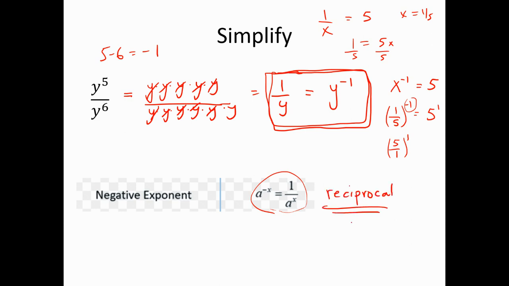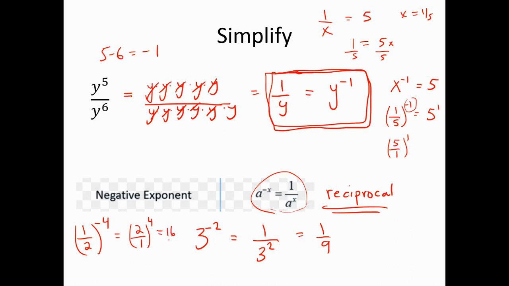Reciprocal. Okay, so if I had 3 to the minus 2, then that would be 1 over 3 squared, which is 1 over 9. Or even if I had a fraction like 1/2 to the minus 4, then I do the reciprocal of this fraction, and then I raise it to the 4th power. So 2 to the 4th is 16. So just a few quick examples of how that works.